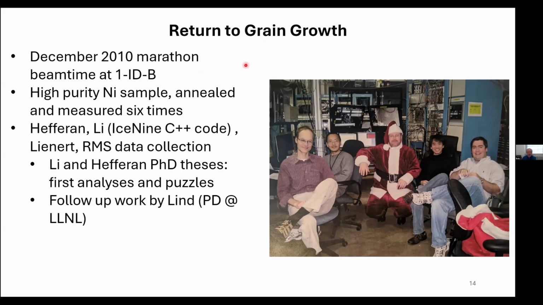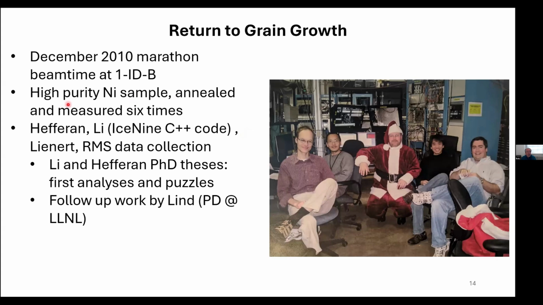So let's get back to grain growth. To do that, I'll show you this image from a 2010 marathon beam time that we had in December. You can see that it's December in the picture. So again, this is Ulrich Lehnert. This is Frankie Lee and Chris Heffron. And of course, Santa Claus stopped by the beam time to reward us for working right up to the time when the synchrotron went down for the holiday.